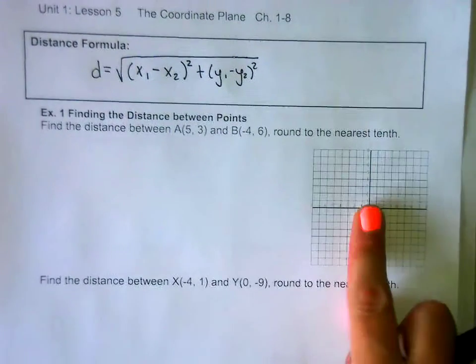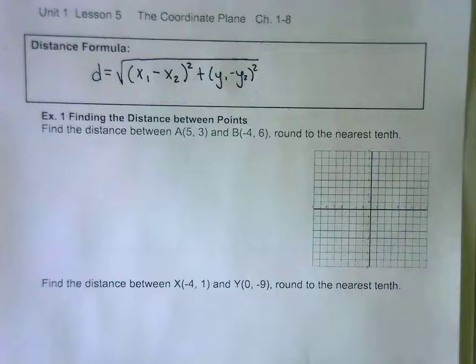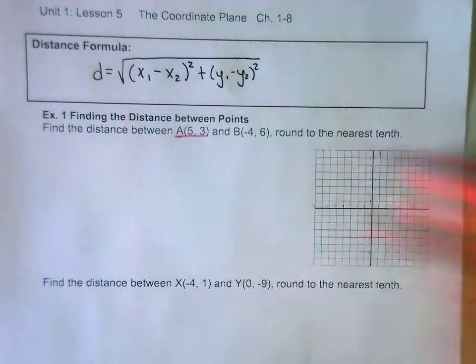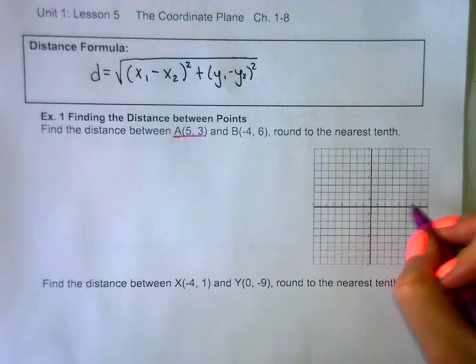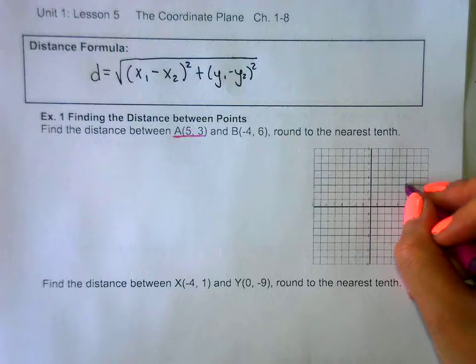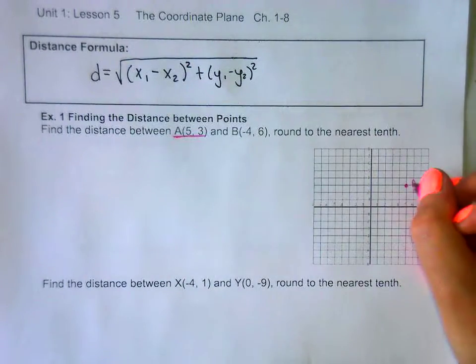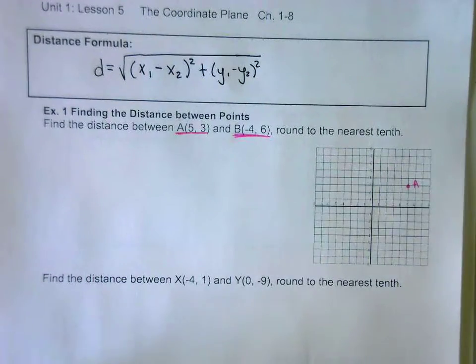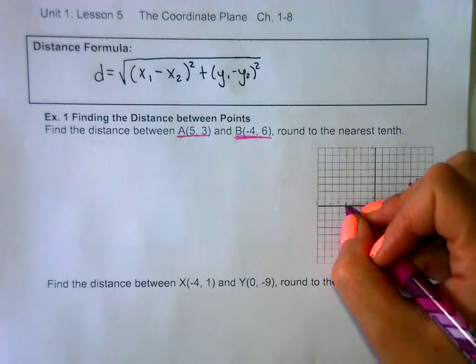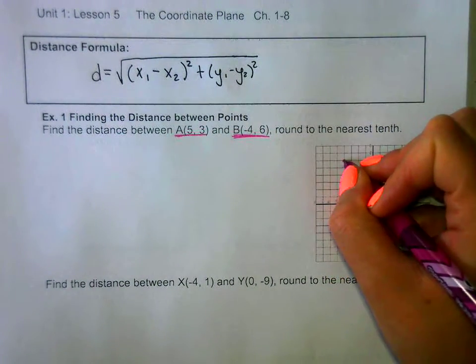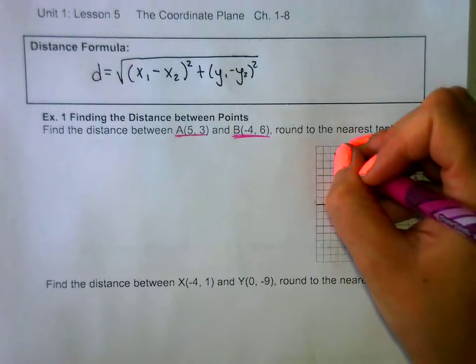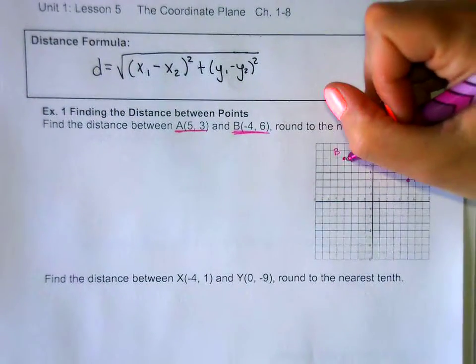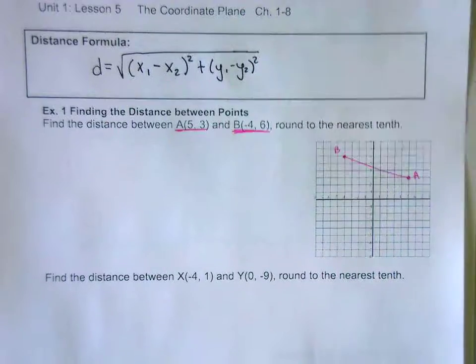So we want to find the distance between points, and I'm going to be using a coordinate plane. So it says between point A, which is (5, 3). So 5 on my x-axis, 3 on my y. So there's my point A. And then point B, which is at (negative 4, 6). So negative 4 on my x-axis, 6 on my y. So I want to find the distance between those 2 points.